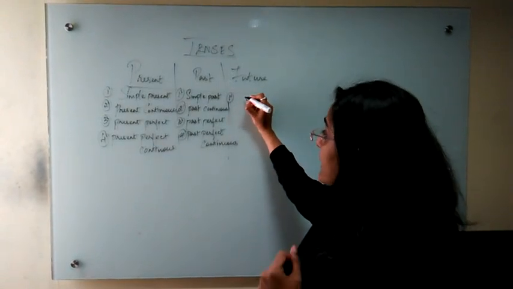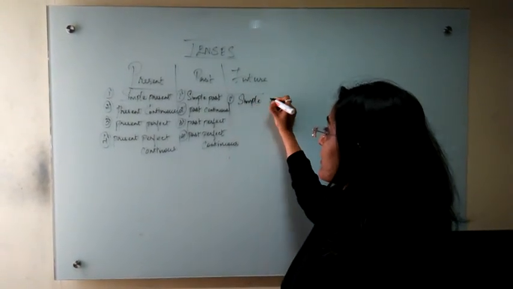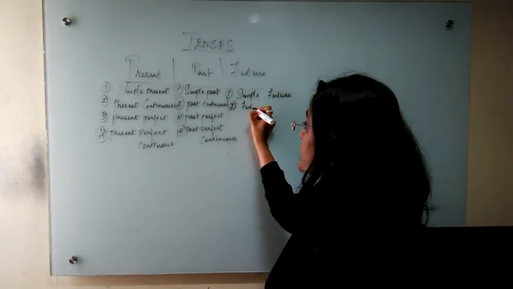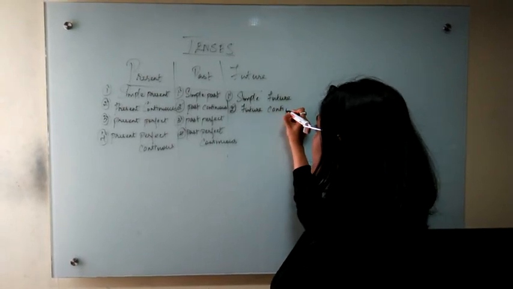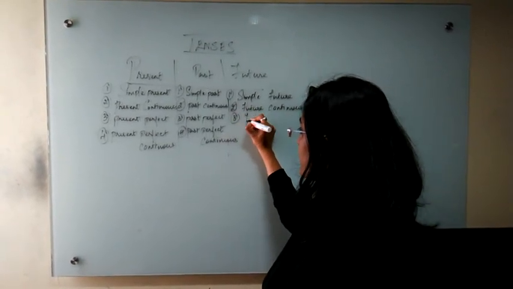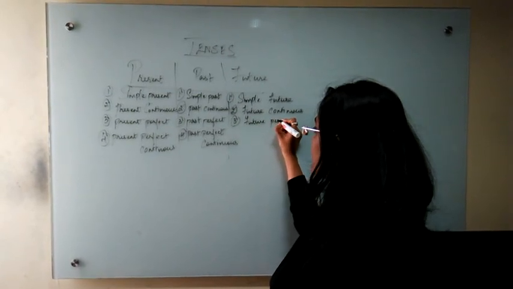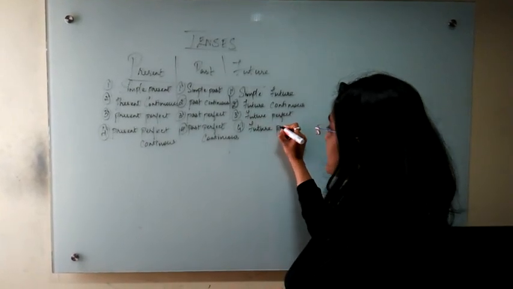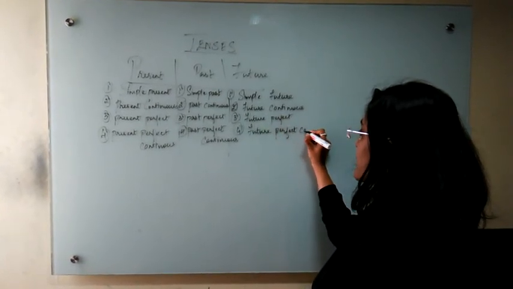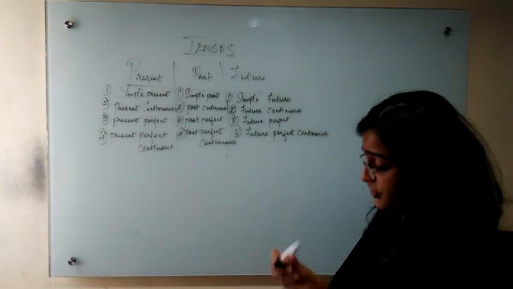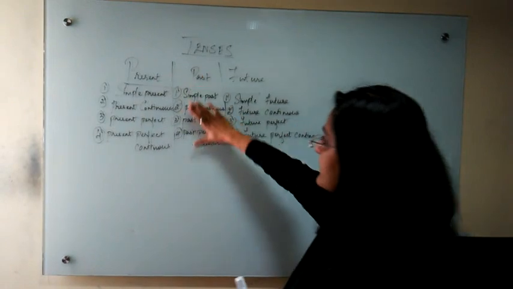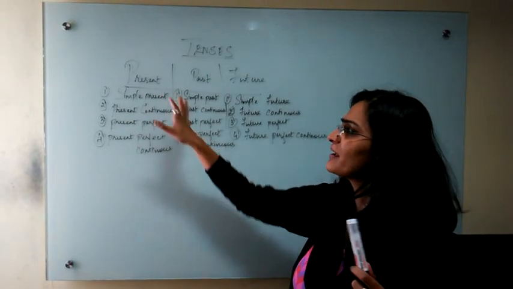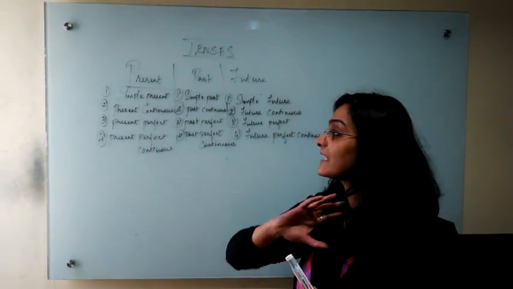Coming back to this, for future tense we have simple future, then future continuous, which is very important again, then future perfect and future perfect continuous. There are certain tenses which are used very frequently in our daily communication. When you start speaking fluently, you will not know which tense you're using, but you will speak correctly.